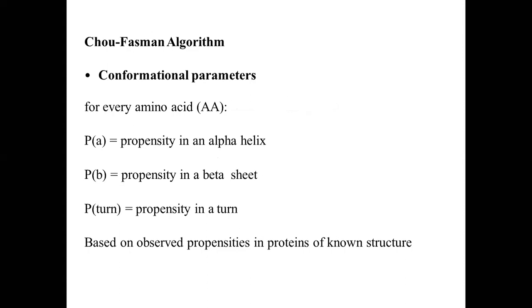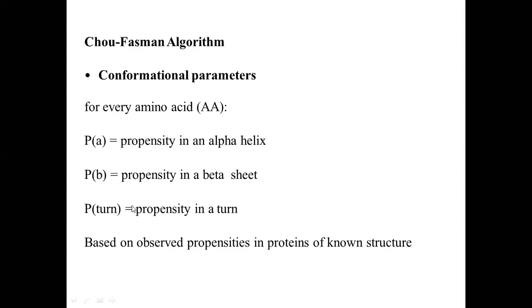Chou Fasman algorithm, conformational parameters. So for every amino acid, if you can see the cursor here, the propensity of alpha helix. Muneeb, please unmute your mic. Yes, sir. You can see the cursor on the screen while I am moving down to the propensity of beta sheets, right? Okay, thank you. Everyone, please be focused. So here we have the propensity of alpha helix, that is, how many chances there are that there will be an alpha helical structure, or which amino acid will become a beta sheet, or which amino acid will be in a turn. So here we discuss three; in actual we also have loops. This is based on observed propensities in proteins of known structure. We just explored in detail where we got the values and how we derived the values in the table. So these PA, PB, and P turn denote the.